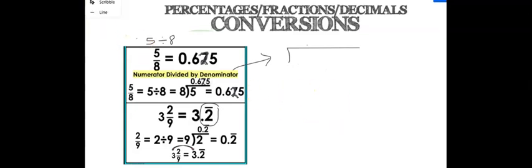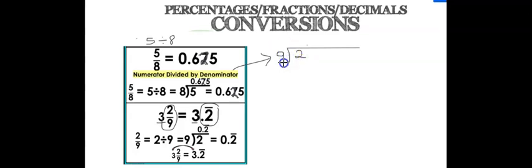And we're going to set this one up. It's 3 2/9. So what I'm going to do here is I know my whole number is 3. I'm just going to keep that a 3, but I'm going to use the 2/9 to figure out the decimal part that's attached to that 3. So that's what I'm going to put under the house. It's 2 divided by 9.